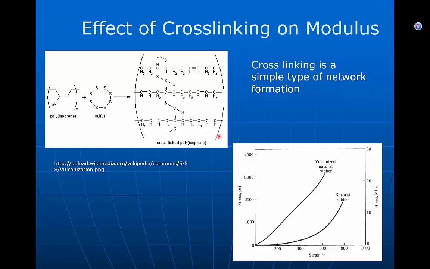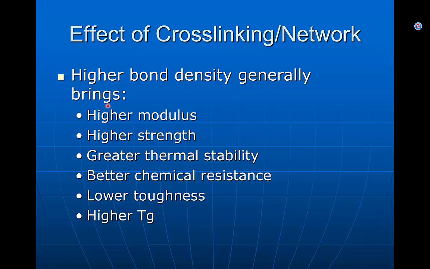Natural rubber tires don't do very well when cars go fast. They heat up and they tend to blow. And the cross-linking enabled the modern automobile tire industry to emerge. Okay, so what happens when we cross-link?